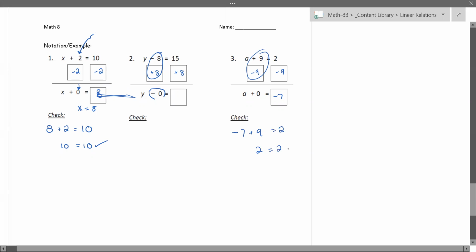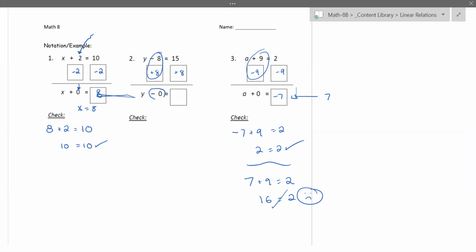So our check is negative 7 plus 9 equal to 2. Yes, 2 equals 2. If you did this wrong, so say you made a mistake and you just wrote 7. You forgot that was negative 7. When you do your check, you would have then said 7 plus 9 equals 2. Well, 7 plus 9 is 16. Does 16 equal 2? No. You know that's not true. So then you'd go back to see if you could find your mistake.